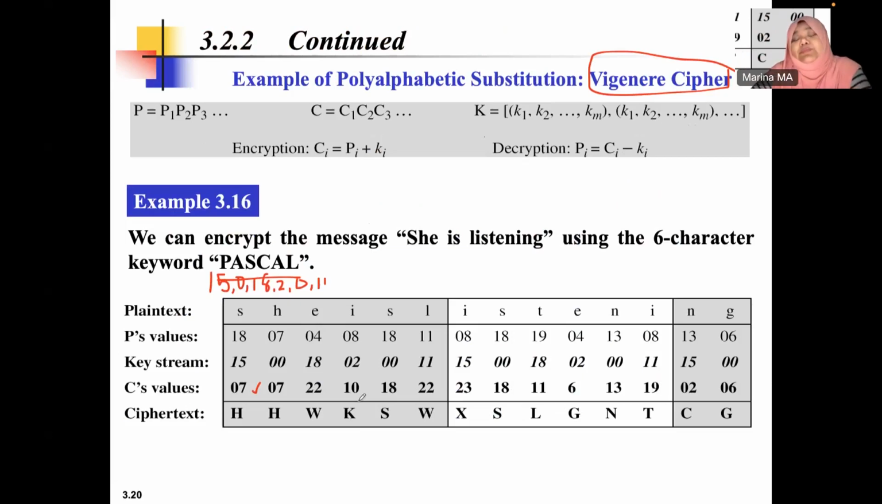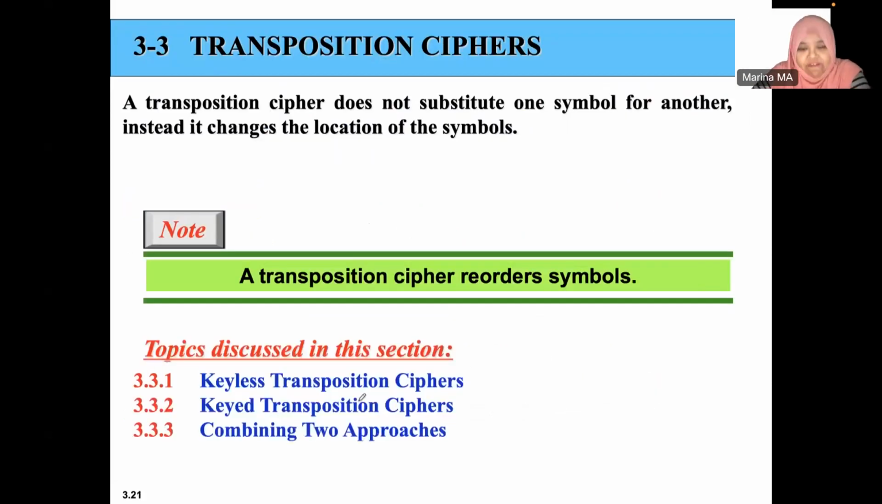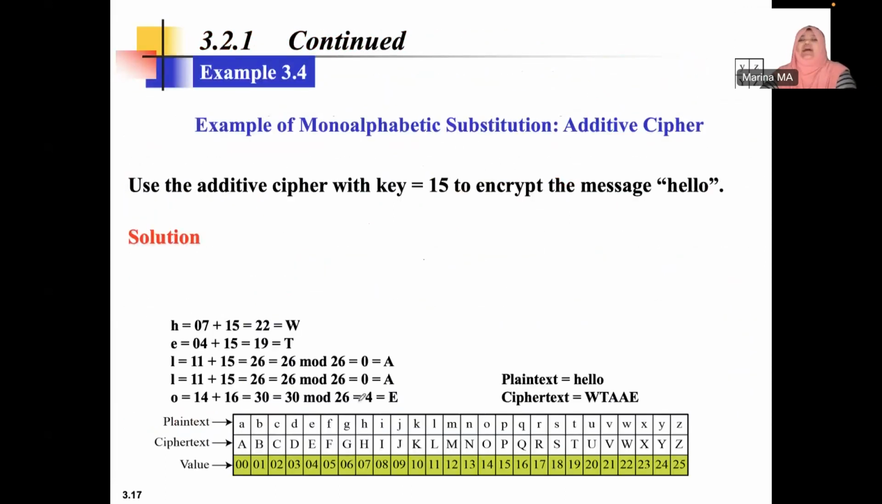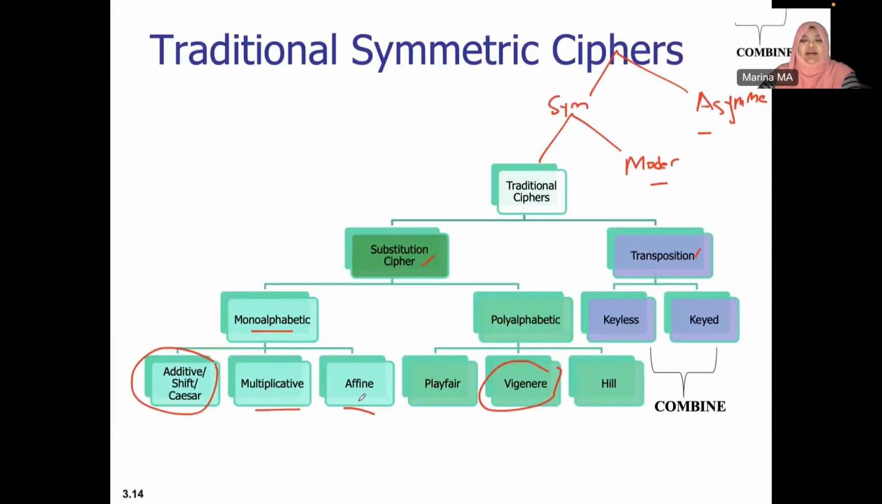Okay? So that is polyalphabetic substitution, called Vigenère cipher. Okay. Done. Substitution done. So monoalphabetic done, polyalphabetic done.